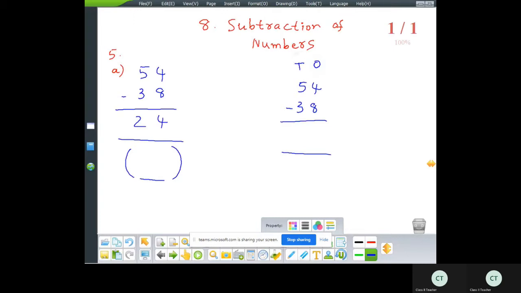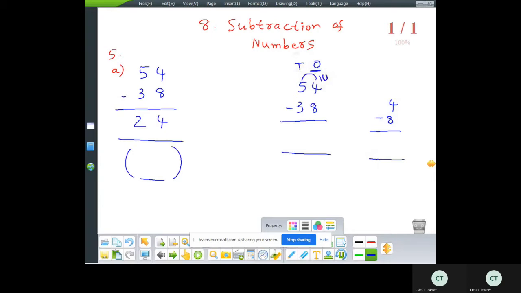Now subtraction on 1. 4 minus 8. We cannot take bigger number from smaller number. In this time we need borrow. We take borrow from beside number of 4. Beside number is 5. From 5 we take borrow.